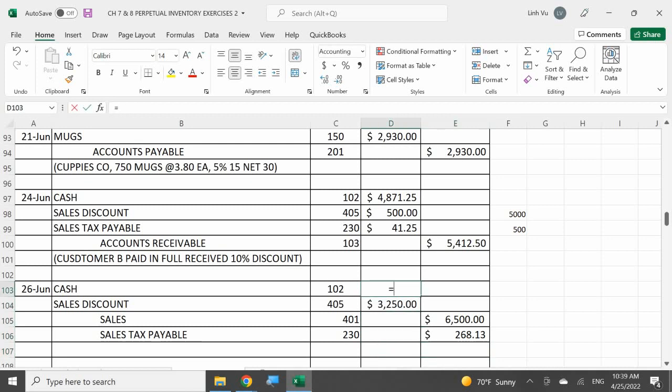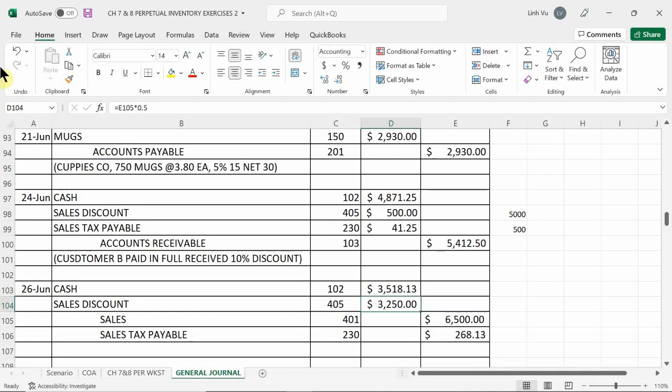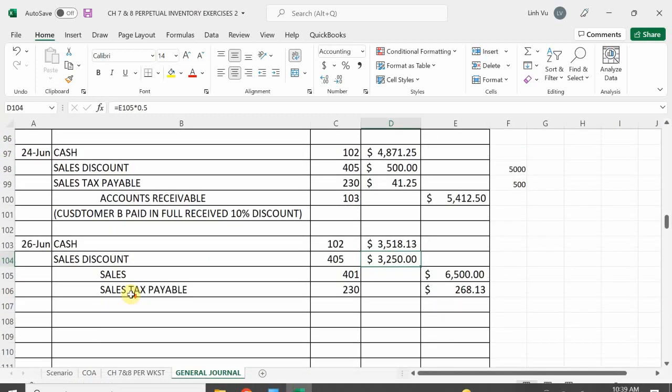So in this case, how much cash am I actually going to be receiving? $3,518.13. Okay. Good. 3,518 and 13 cents. So that's taking your full amount minus the discount plus the tax, and you should get your 3,518 and 13 cents. Okay?